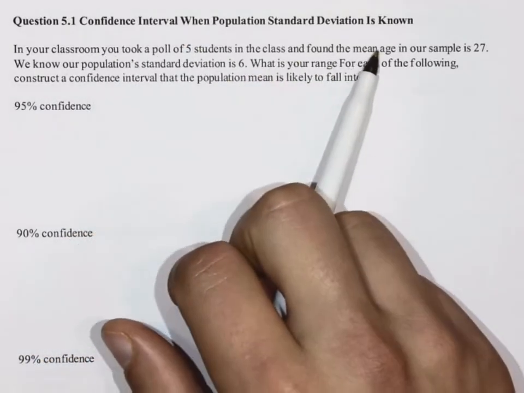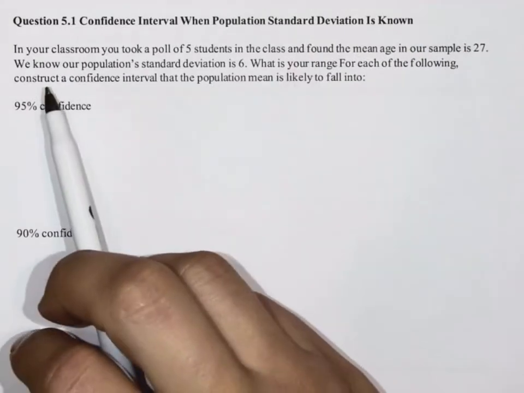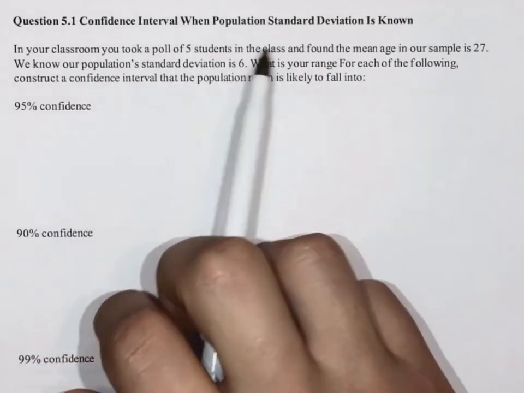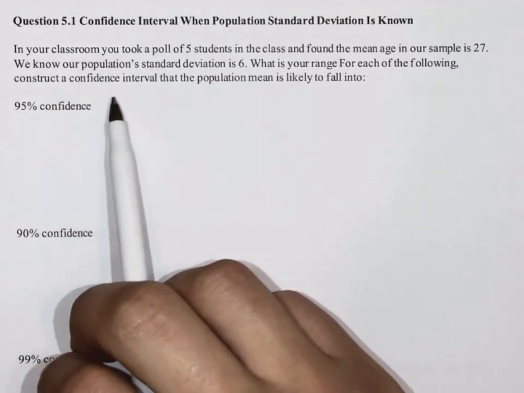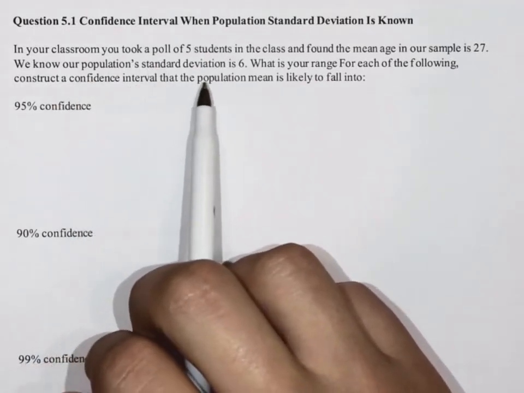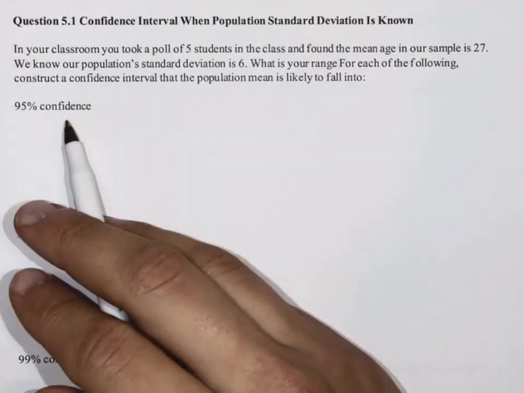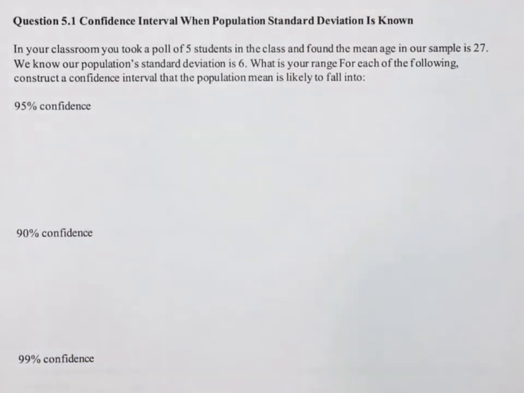and found that the mean age in our sample is 27. We know our population standard deviation is 6. What is your range for each of the following? Construct a confidence interval that the population mean is likely to fall into. So at 95% confidence, what would our range be?